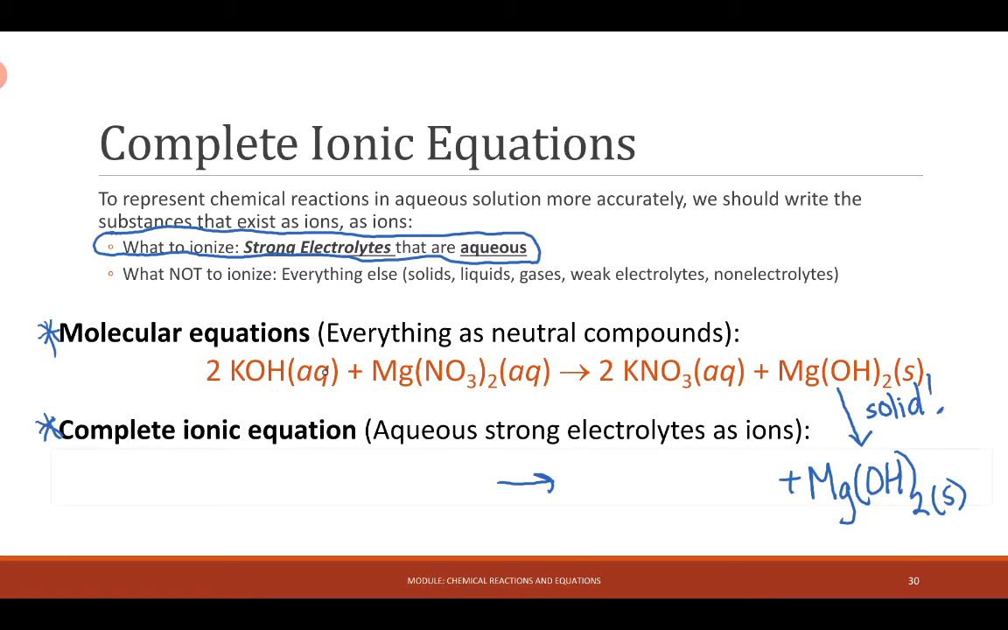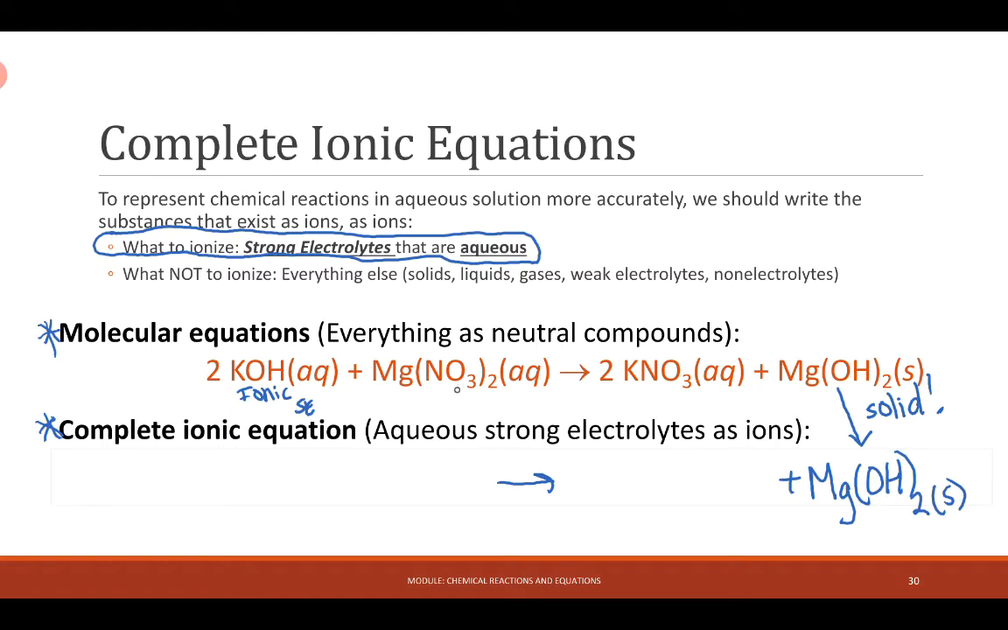Next, I have to identify which of these remaining substances I need to ionize. To do that, I have to figure out which ones are strong electrolytes. Anything that's an ionic compound, a strong acid, or a strong base will be a strong electrolyte. So KOH is an ionic compound, and it's also a strong base. All of our strong bases are ionic compounds, so that is a strong electrolyte.